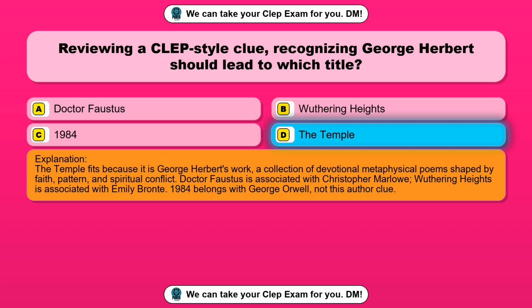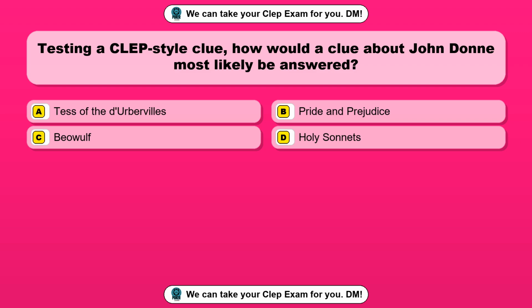Dr. Faustus is associated with Christopher Marlowe. Wuthering Heights is associated with Emily Bronte. 1984 belongs with George Orwell, not this author. Clue.